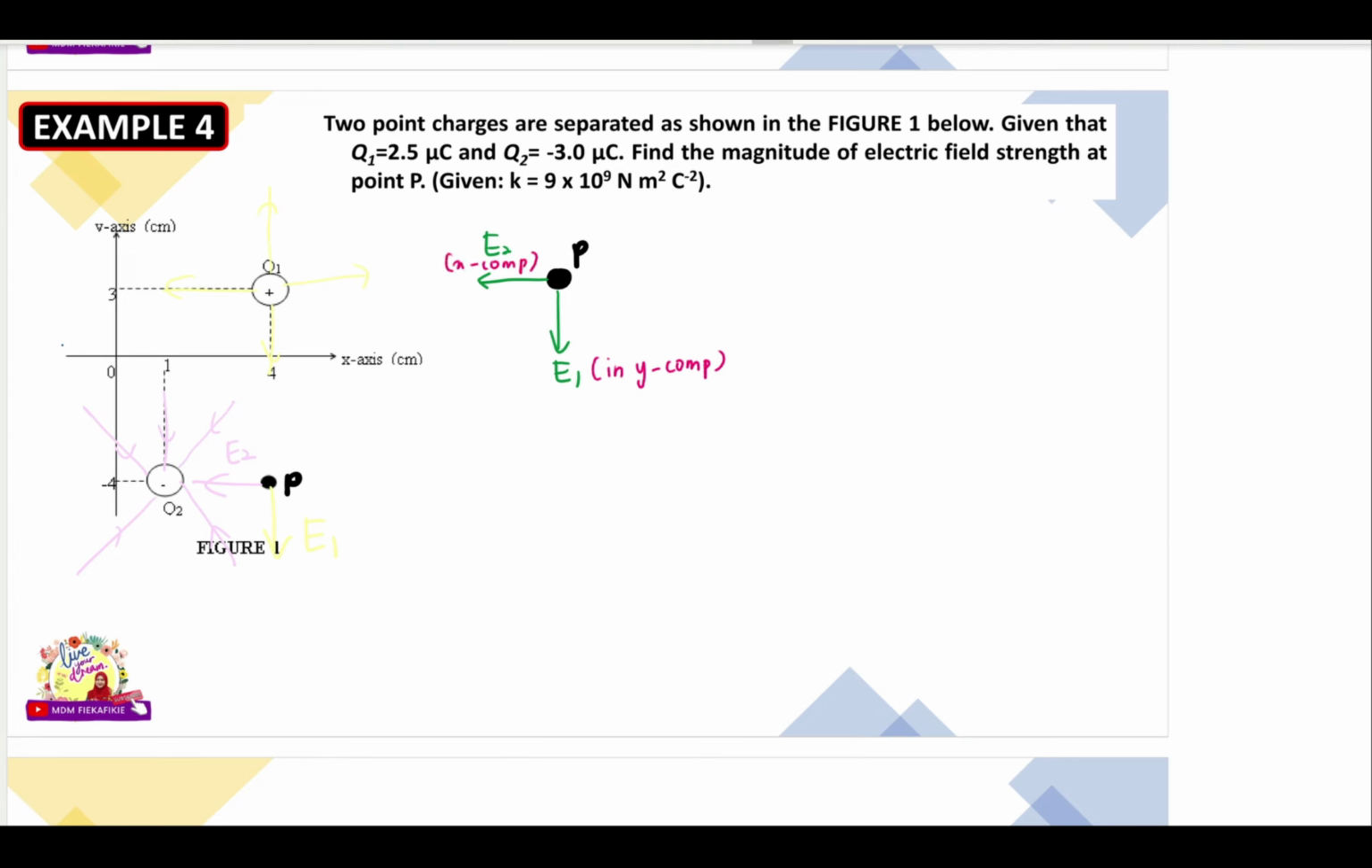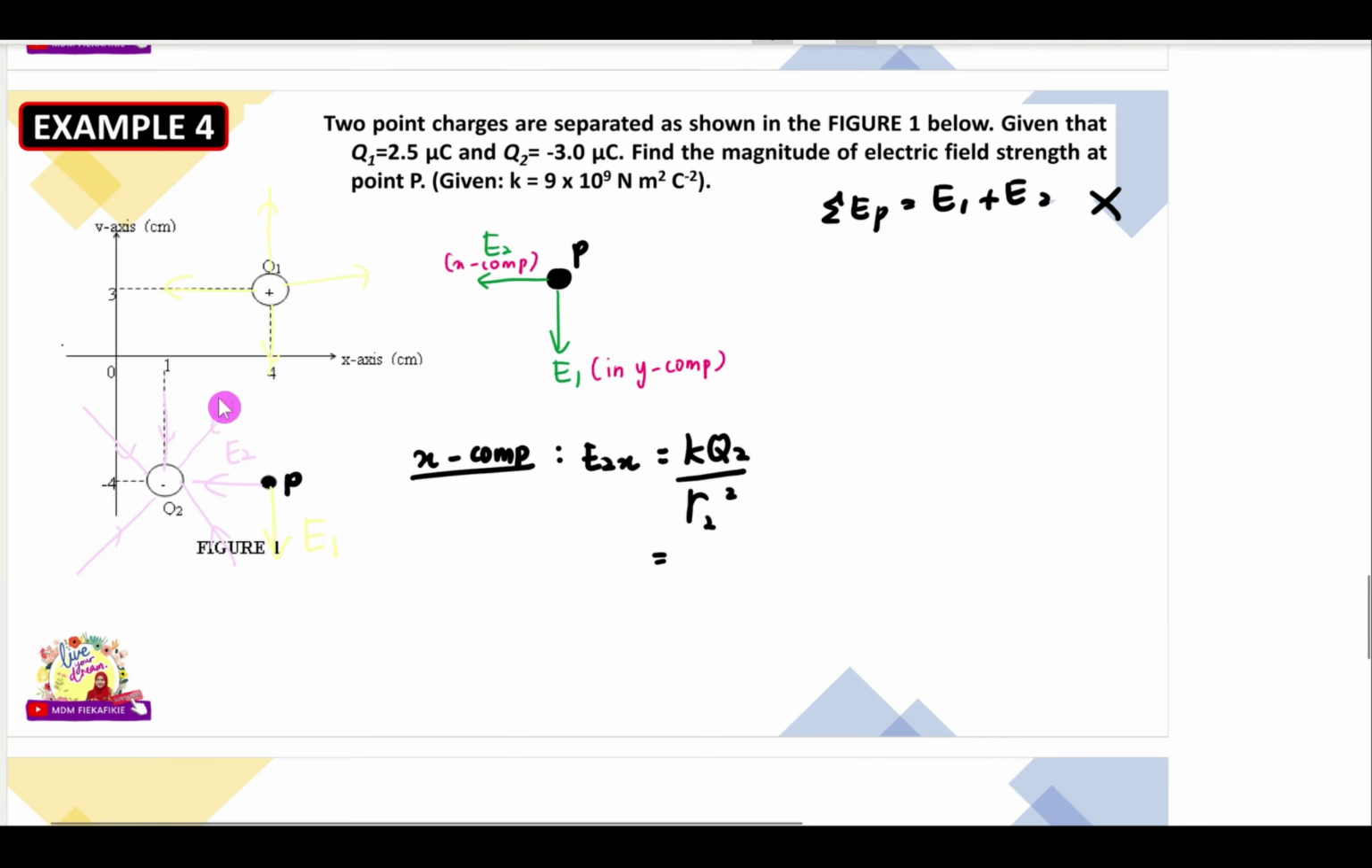Okay, kita tak boleh terus tambah, awak tak boleh terus EP equal to E1 tambah E2, tak boleh, salah. Sebab kita ada 2 dimension, okay, iaitu Y component and X component. So nak tak nak kita kena asingkan dia. Okay, kita selesaikan dulu untuk X component. Okay, which is E2. Saya suka letak X dekat sini. So KQ2 over R2 square. Di mana R2 adalah jarak antara point P dengan charge yang kedua.